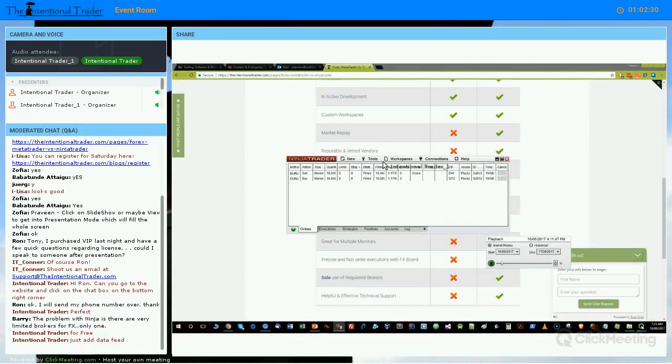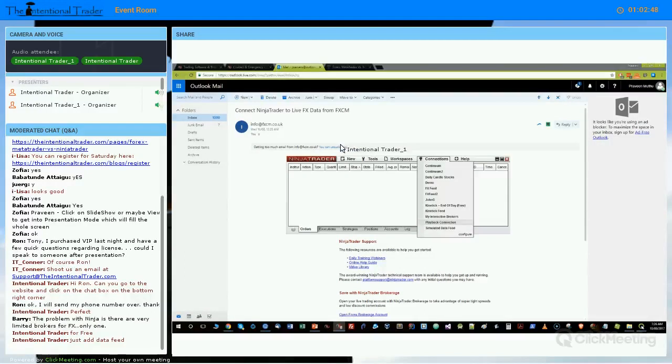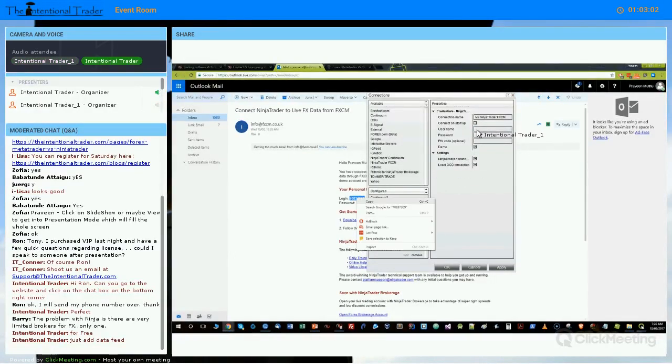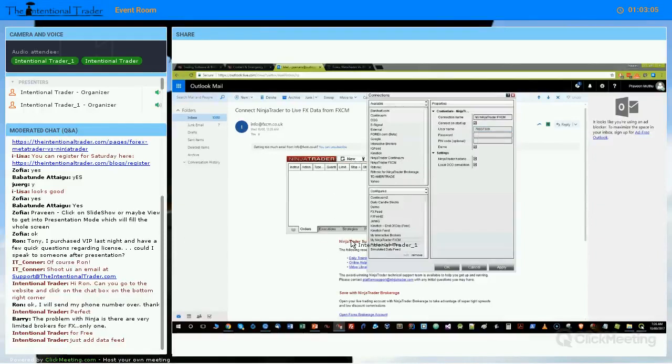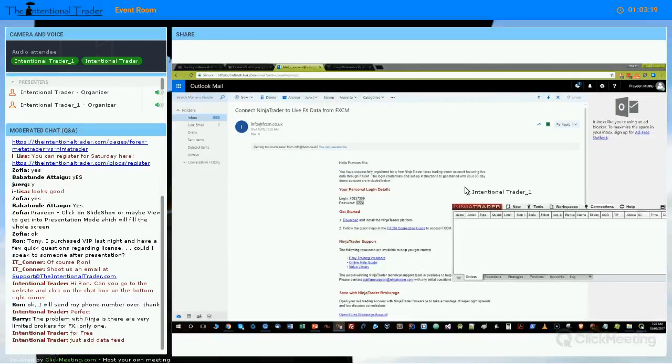So if you want to add a feed, that's also easy. I know you guys are very confused about adding feeds and all this stuff. To add a feed, you simply get these details, go to Connections, go to Configure, go to NinjaTrader FXCM, enter username right here. So just enter username. I prefer not to connect on startup, just a small personal preference. Enter your password, press OK, press OK again. It's just a disclaimer. And that's it. Now you're connected.